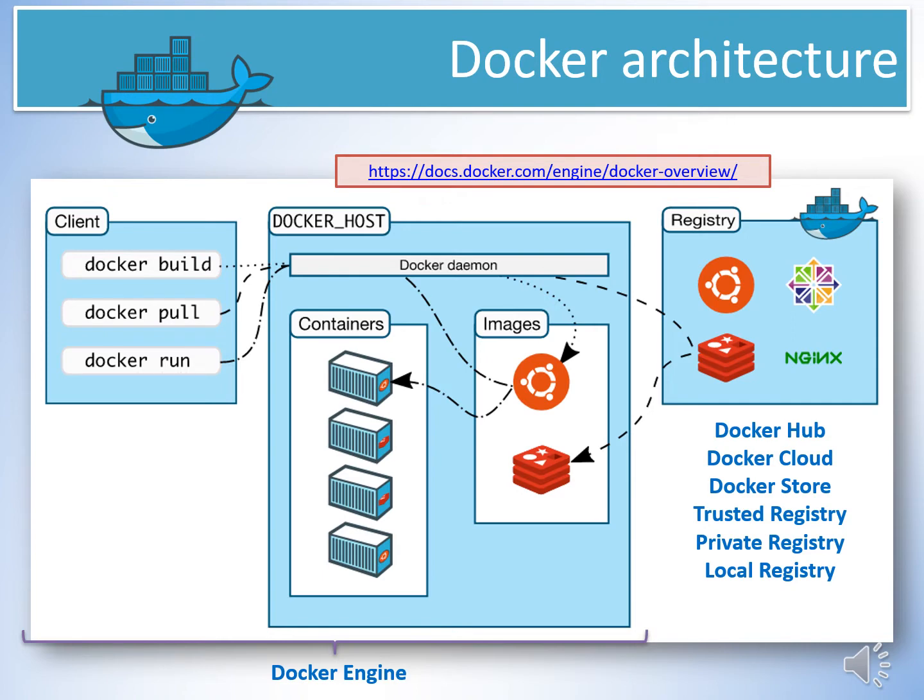There are many types of registries. For example, Docker Hub is a free registry. Docker Cloud or Docker Store is a paid registry. If you don't want to use any of them, you can also create your own registry, etc.